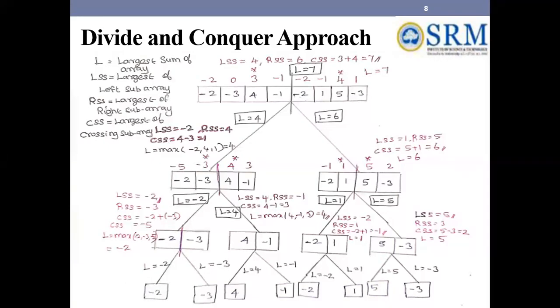Here we find the midpoint. Before the mid, we have only one element. After the mid, we have only one element. So consider there is a maximum in the left, and a maximum in the right.